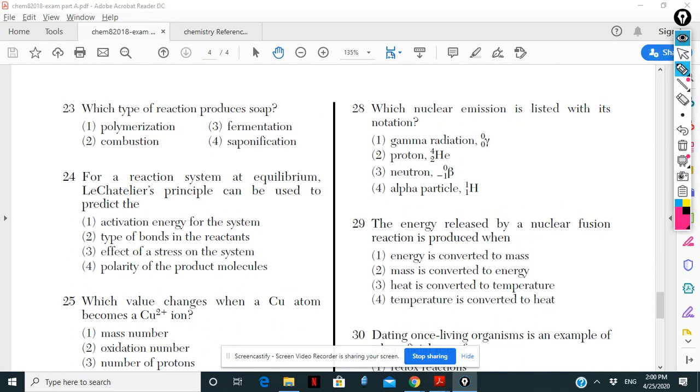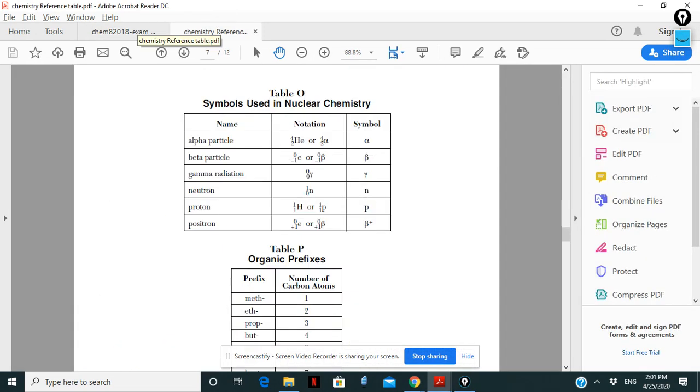Okay. Now, question number 28. Which nuclear emission is listed with its notation? Gamma radiation, gamma 0 0. Proton, this isn't correct. Neutron, no, because a neutron has a mass. Alpha particle is helium, so it's not one. Gamma radiation is the only one. And if you forget them, you can go to your reference sheet. And here is the symbol with the notation.